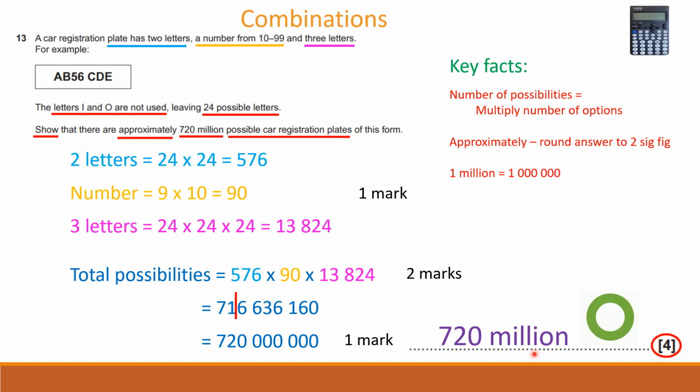Remember, tick your answers to show where the marks were awarded for this question, and make sure that you have said that you have shown this, because the question says show that the answer is 720 million. So make sure you've made your answer nice and clear for the examiner to see.